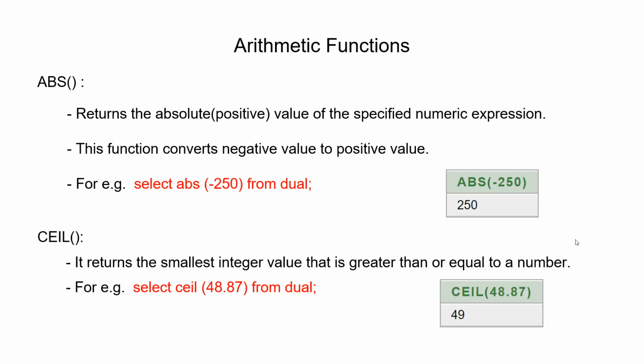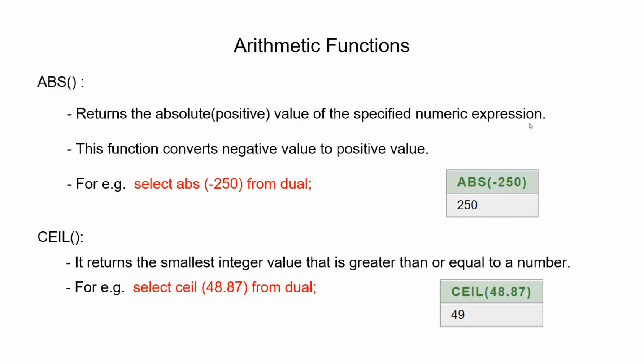The first function is ABS. ABS is absolute. This function returns the absolute or positive value of the specified numeric expression or specified input value. This function can convert the negative value to positive value. Means if you give the input as negative, it will return positive. If you give positive, then it returns positive. So for example, select ABS minus 250. The input given is minus 250. It will give the output as plus 250.